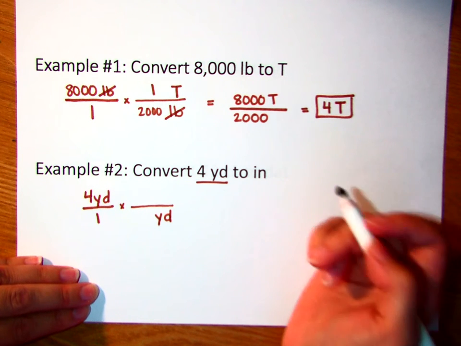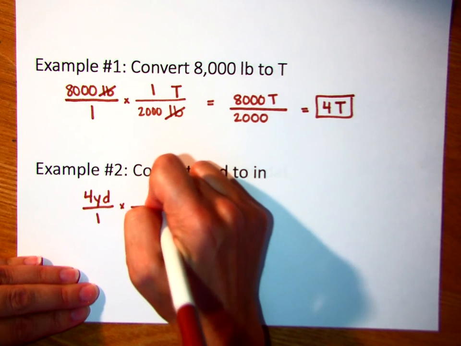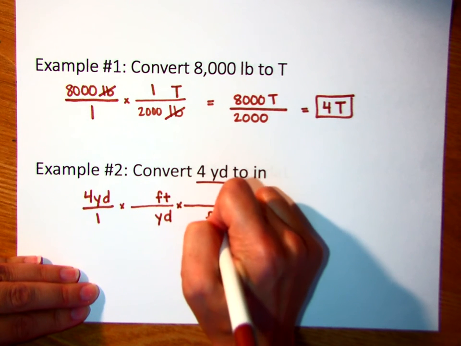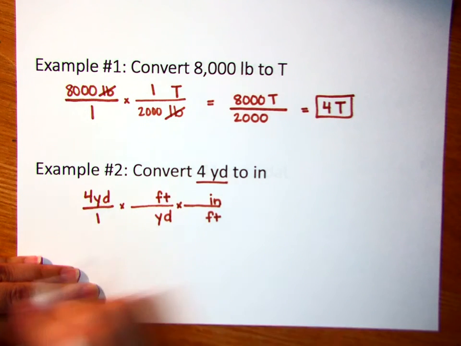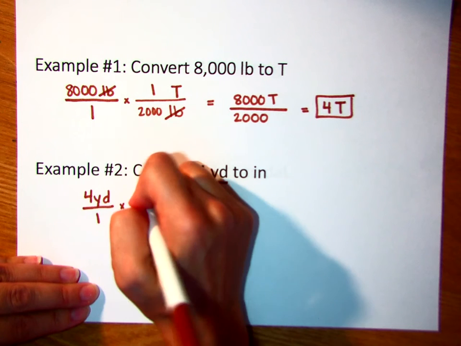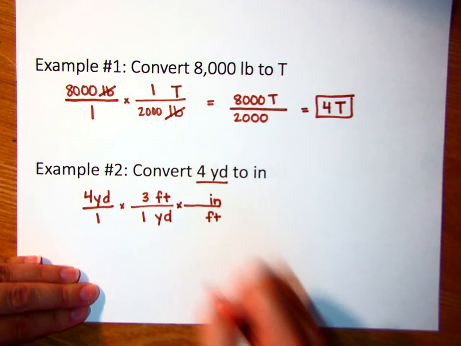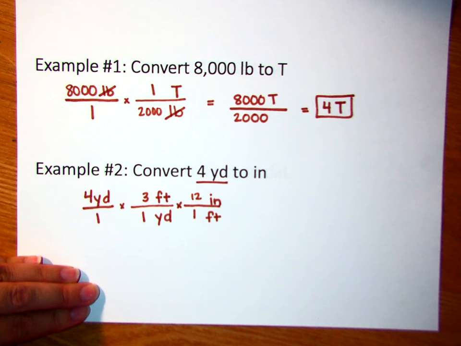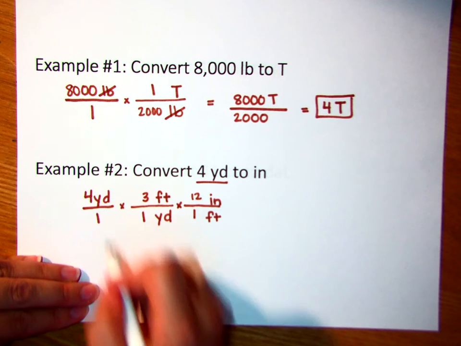Now, I've got to go from yards to inches, and maybe I'm a little rusty and I say, ooh, I don't really know that, but I know how to go from yards to feet, and then once I get that, I can go from feet to inches. So let's start filling our numbers in. There are 3 feet in 1 yard, and there are 12 inches in 1 foot. Now let's start to cancel out our units and see what we're left with.